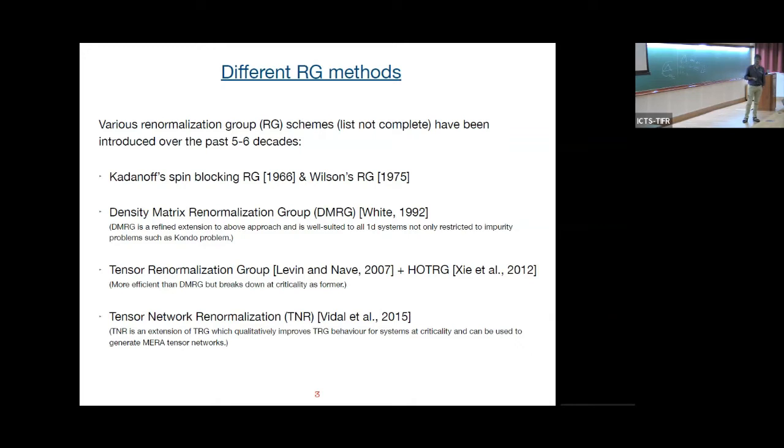So for example, the one-dimensional quantum Ising chain and spin chains and things like that, while the previous methods like TRG and HOTRG fail when you are at criticality.